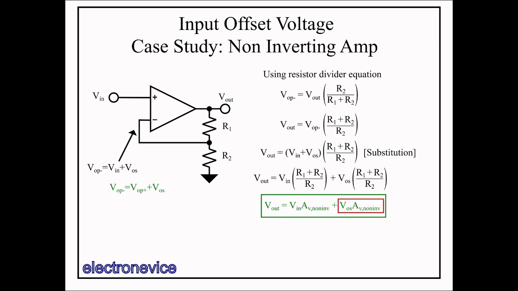This makes sense intuitively if we think about the circuit from a superposition standpoint. If we zero out V offset and use the ideal op-amp again with just Vin, we get the ideal solution. If we then zero out Vin and only use V offset, it effectively acts like a Vin with a value of VOS, thus resulting in VOS times AV non-inverting. Adding these results together gets the equation we've just derived.